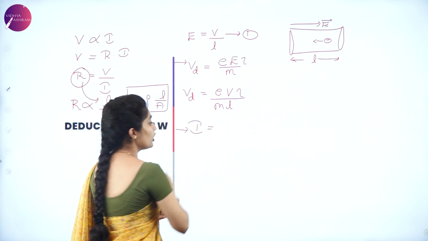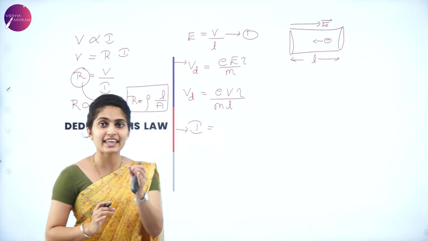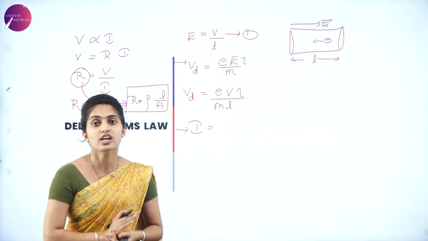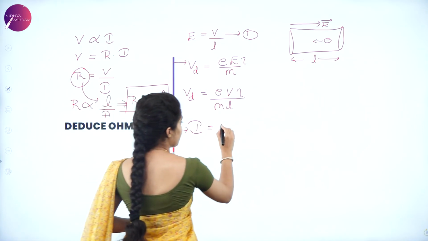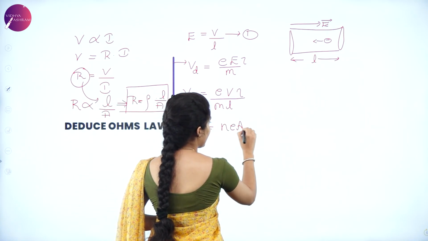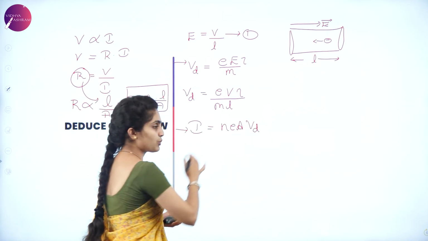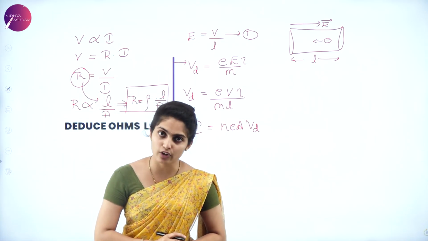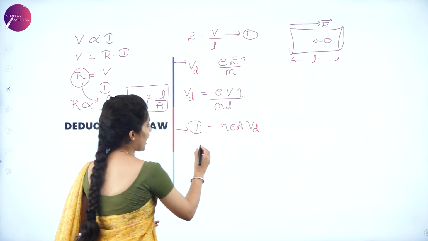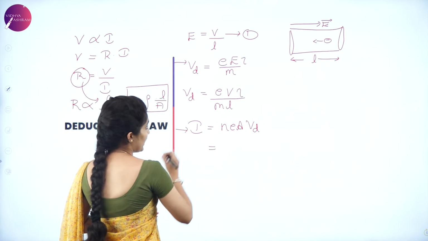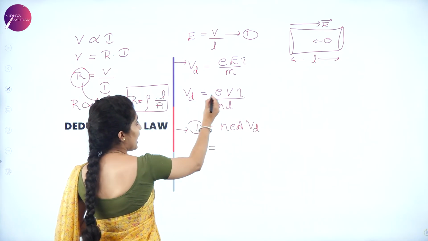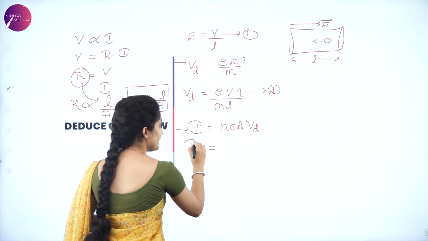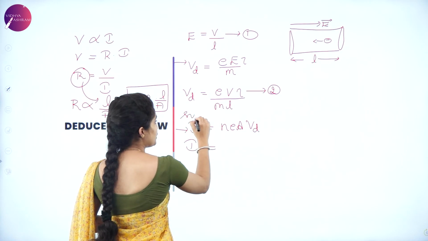What is I? We have nevAd, that is the relation between current as well as the drift velocity. So here we have the nevAd equation which we had derived and which I had told is very important. It's been asked very often. Okay. So here we have I, which is equal to, in the place of this Vd, I'll have to substitute my equation 2.